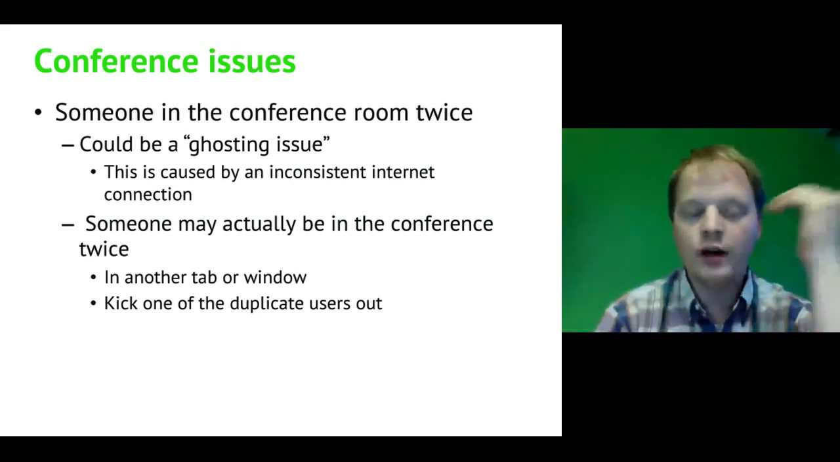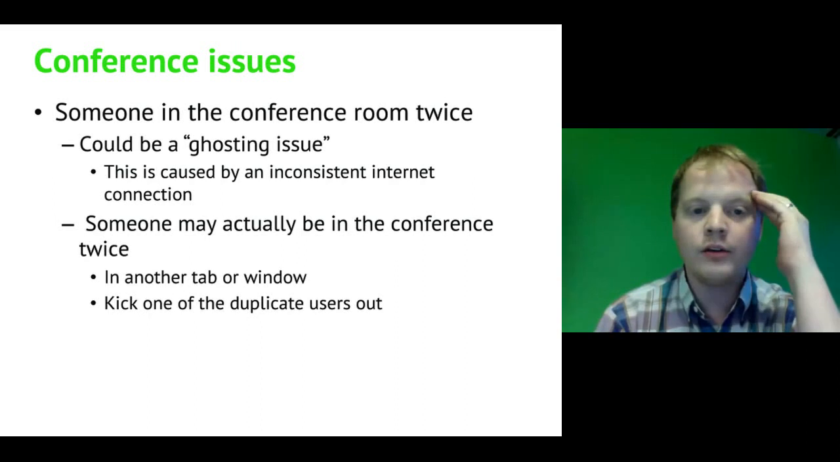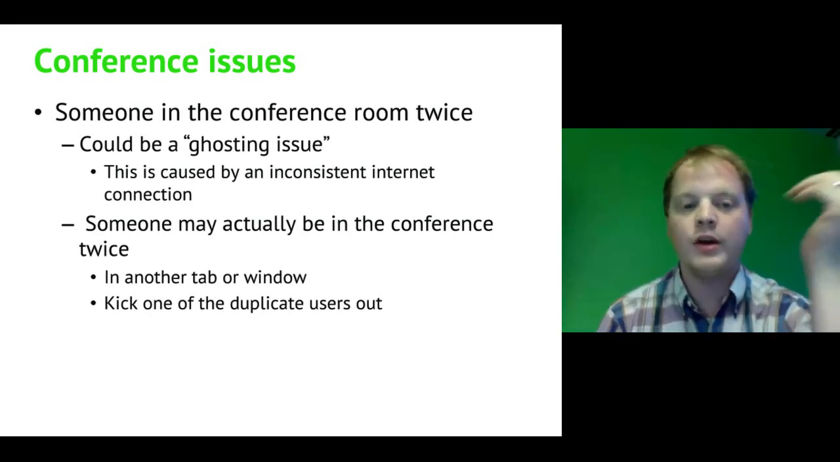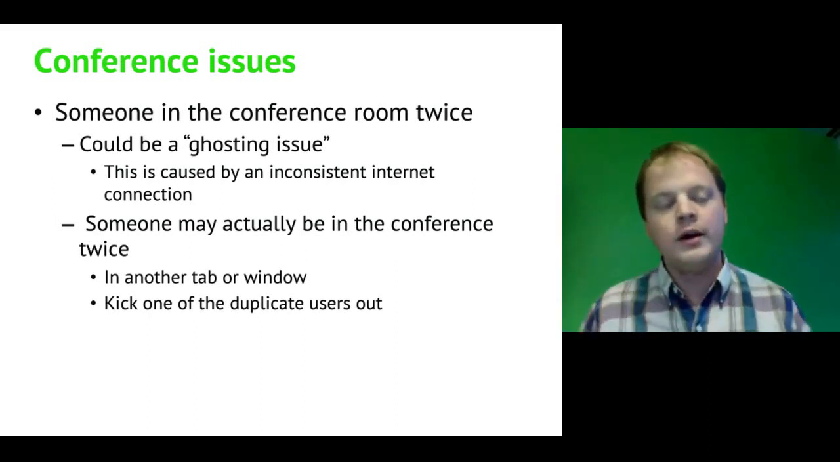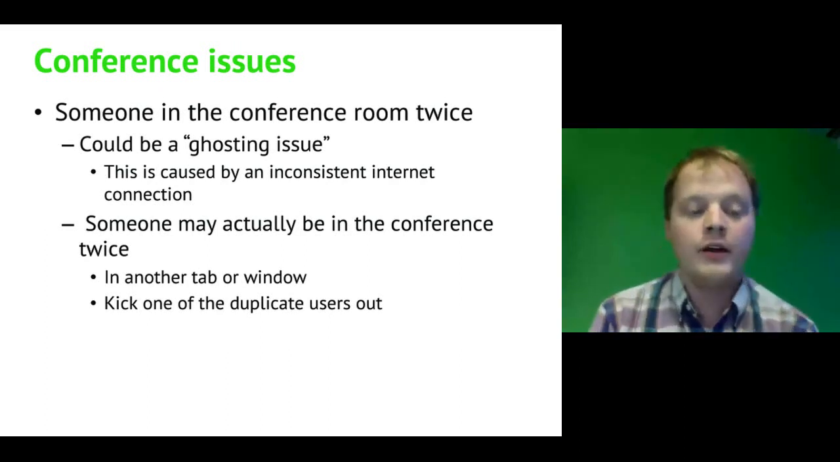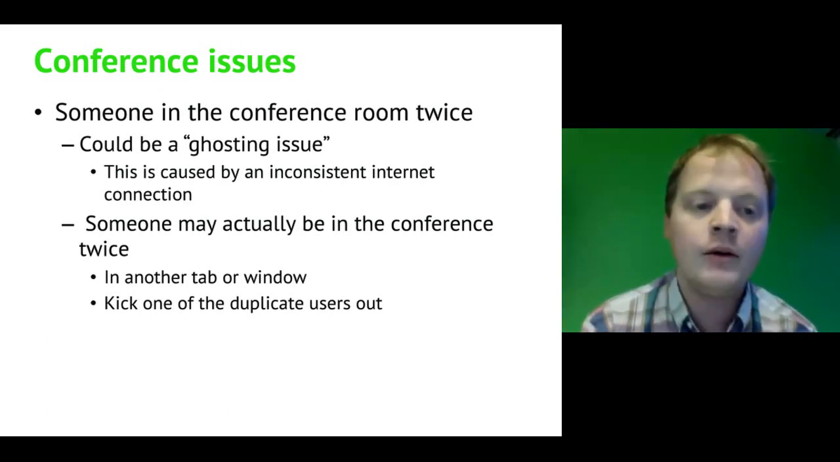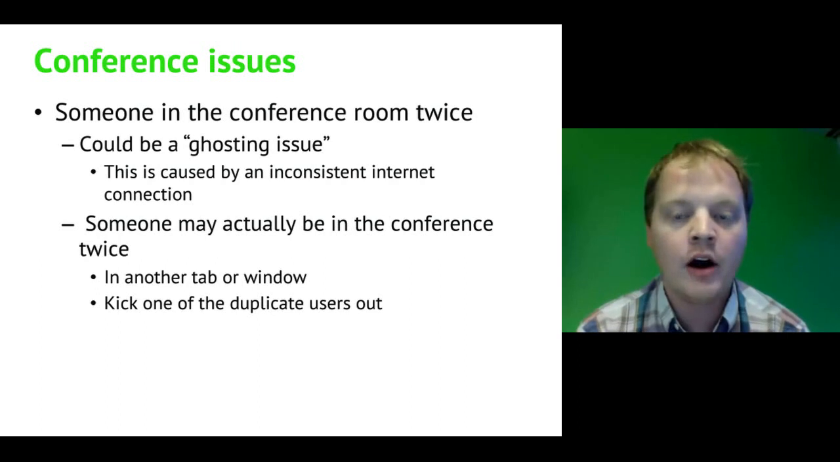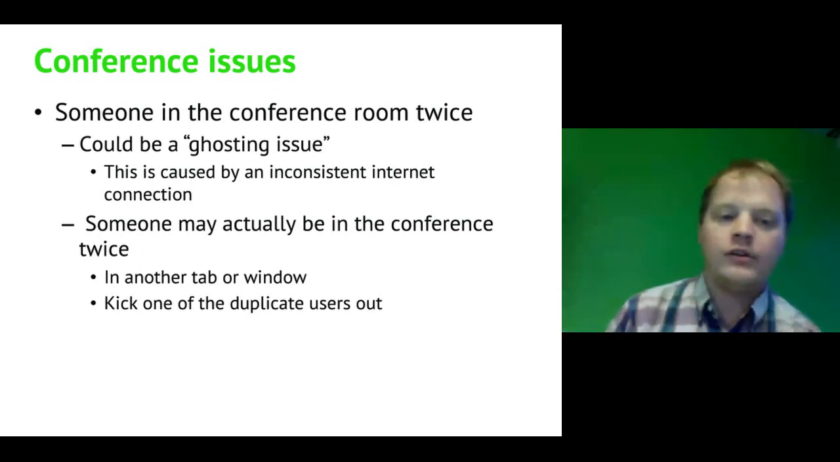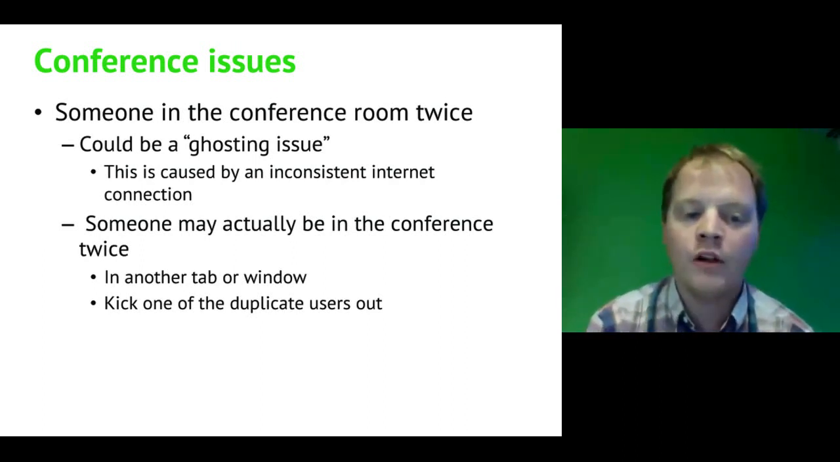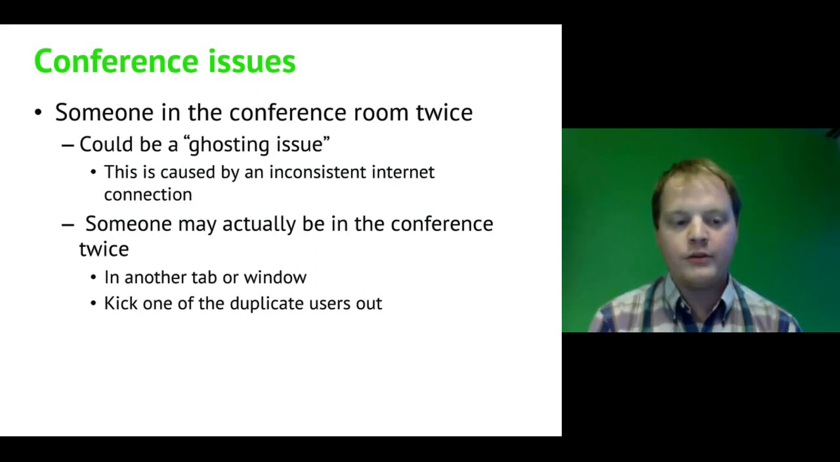Conference issues, here's one other issue as well: sometimes somebody's in the conference room twice. We call this the ghosting issue. This is a bug on BigMarker that is currently being fixed right now. This is an error on our end that we are fixing and we know of. Basically what happens is when a person on BigMarker has an inconsistent internet connection or it is lost, they're usually dropped from BigMarker.